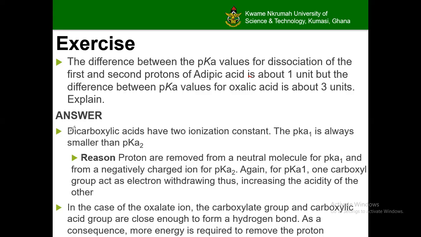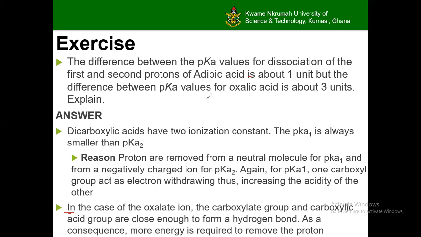So you have to start by saying that carboxylic acids have 2 ionizations, and pKa1 is always smaller than pKa2. And we'll talk about the fact that the first proton is removed from a neutral molecule, the second one is removed from a negatively charged one, right? Good. Before we come to our main case, in the case of oxalic acid, the carboxylate group and the carboxylic acid are close enough, intramolecular. They are close. So the carboxylate group is the one that has lost the proton, and the carboxylic acid functional group is the one that still has the proton. Now they are very close to form a hydrogen bond. And then because the hydrogen bond is formed, you require more energy to remove the proton, right?